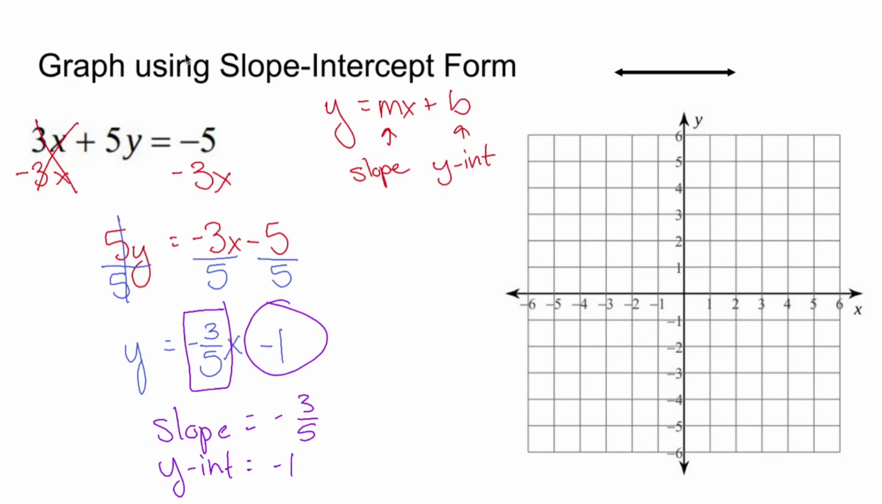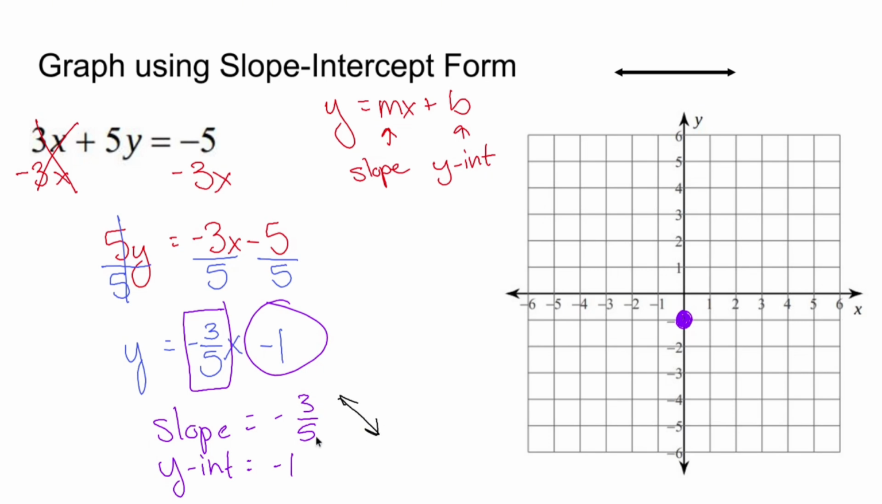Now, in order to graph using slope-intercept form, you're going to start out by drawing a dot on the y-axis where your y-intercept is. So since my y-intercept is negative 1, here's my y-axis. Let's go to negative 1 and put a dot there. Now from there, we're going to draw as many points as we can using the slope. This is a negative slope, which is up and to the left.